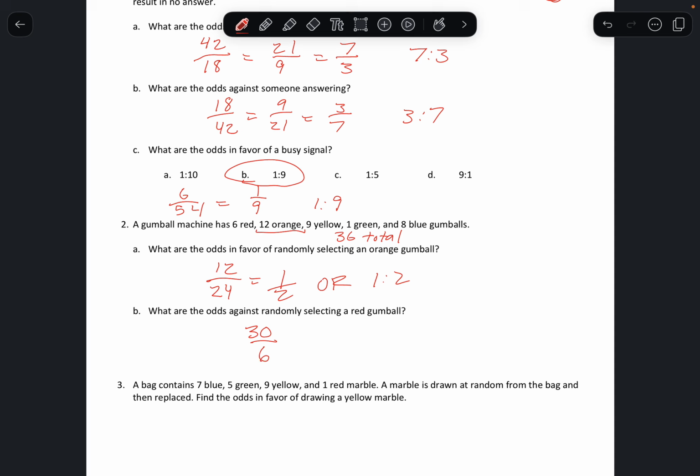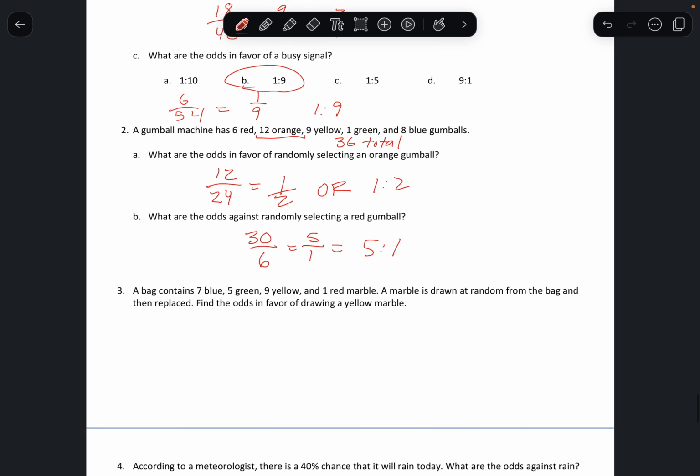So again, we're not comparing it out of a total here. We're comparing the number of times we don't get a red gumball to the times that we do get a red gumball. 30 times I don't, 6 times that I do. Okay, so what we'll do there is divide both of those by 6. So that'd be 5 to 1.